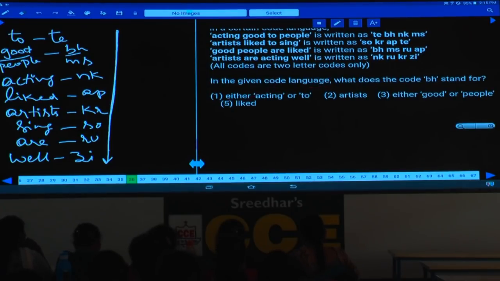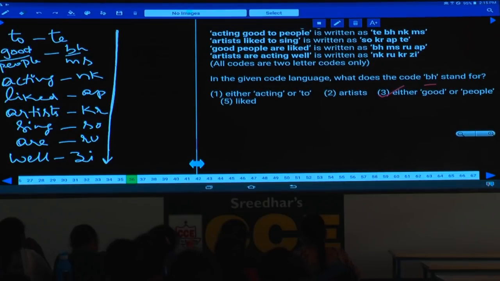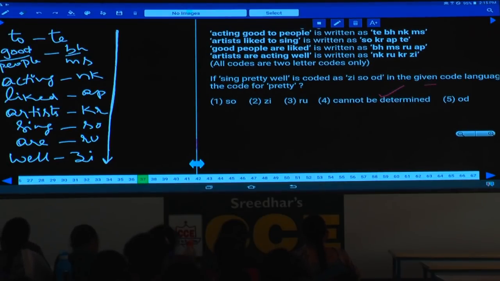Then question number 36, in the given code language, what does the code BH stand for? Now this code BH stands for either good or people in any order, that is choice 3. Then question number 37, if sing pretty well is coded as ZA, SO and OD, and sing is SO, isn't it? Now the code to the word sing is what? Sing is SO.